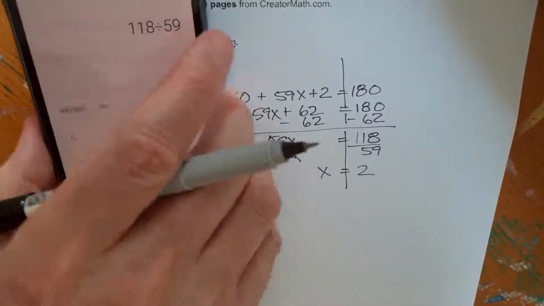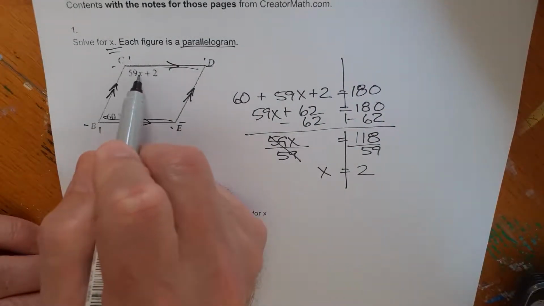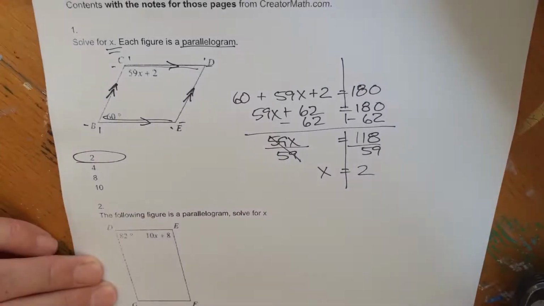2. So this is the value of x, and if we wanted to know this angle up here, we'd have to plug it in, 59 times 2 plus 2. But they're only asking us what's the value of x, so it's 2.